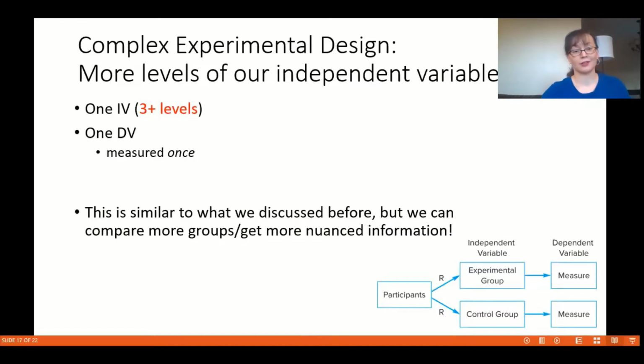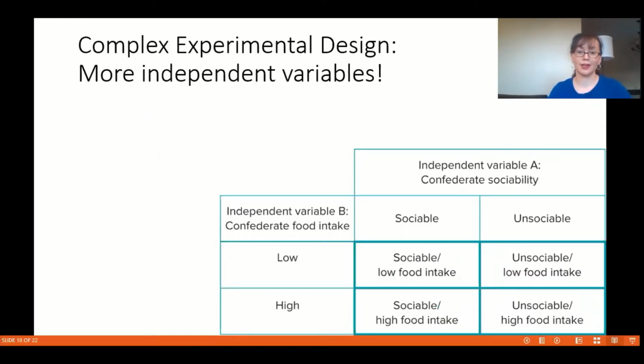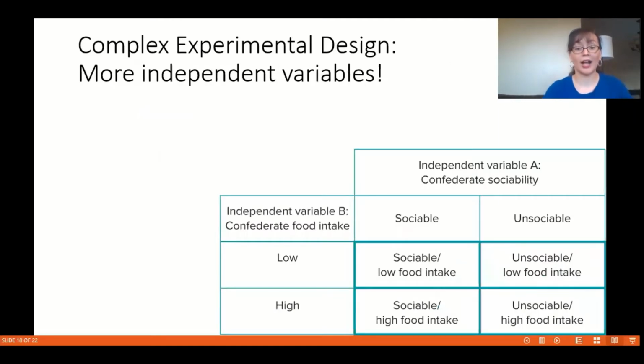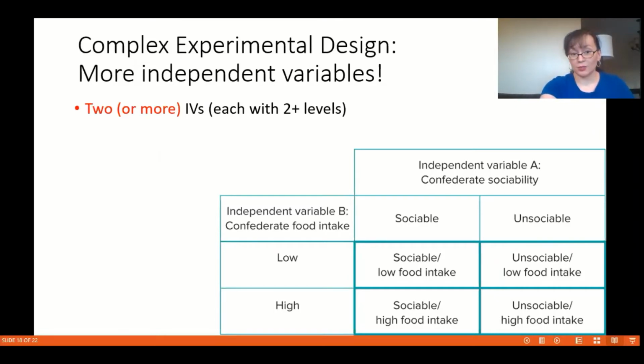The second kind of complex experimental design is when we start adding independent variables. So over here, we saw that we added a level to our independent variable. And here we're actually going to add more independent variables. And now we see that this figure here, this table that we're looking at, looks very, very different. And so here we're going to have 2 or more independent variables. Each of them has to have at least 2 levels. They can have more, but they each have to have at least 2 levels. Again, variables vary. But we have 2 or more independent variables.